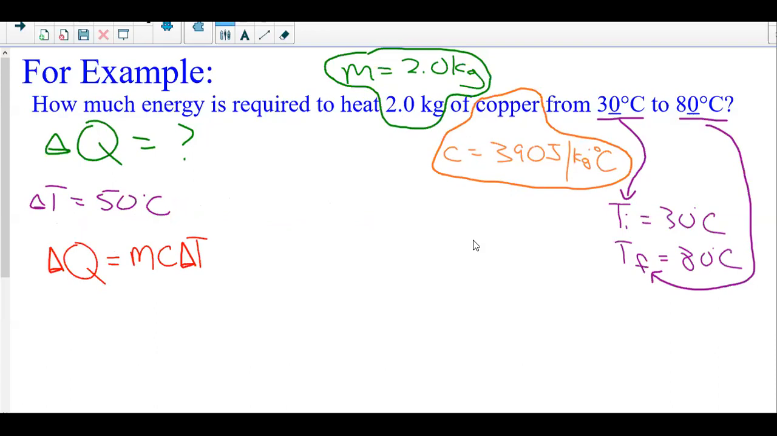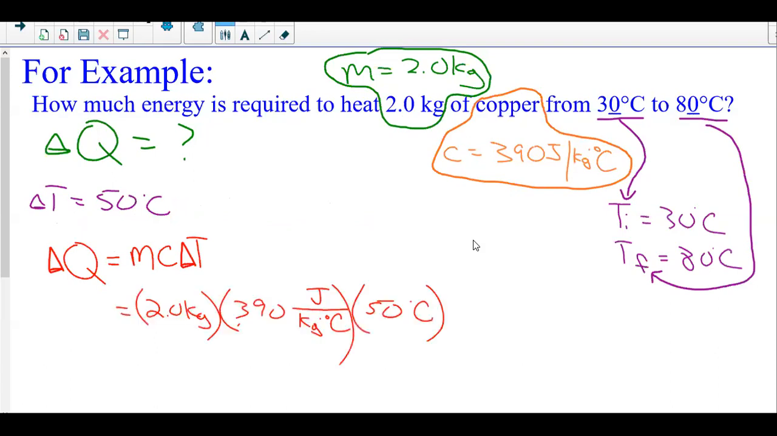Plug it into the equation. You're given the mass. You know what your substance is, so you have your specific heat capacity. You know what your temperature change is. It'd just be a matter of plugging in all 3 of those terms and then doing some multiplication. 2 times 50 times 390.